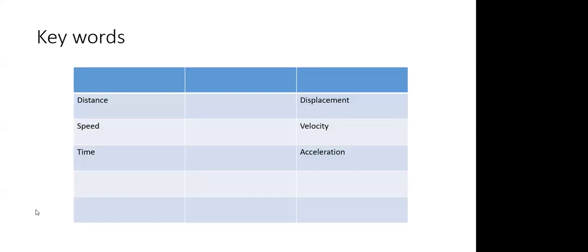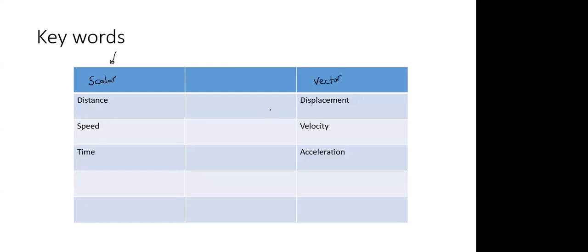Now, in vector calculus, we have some key terms you are going to get familiar with. One of them is distance, speed, and time. When you look at this side, these quantities are what we call scalar quantities. Then when you look at this side, these are what we call vector quantities.